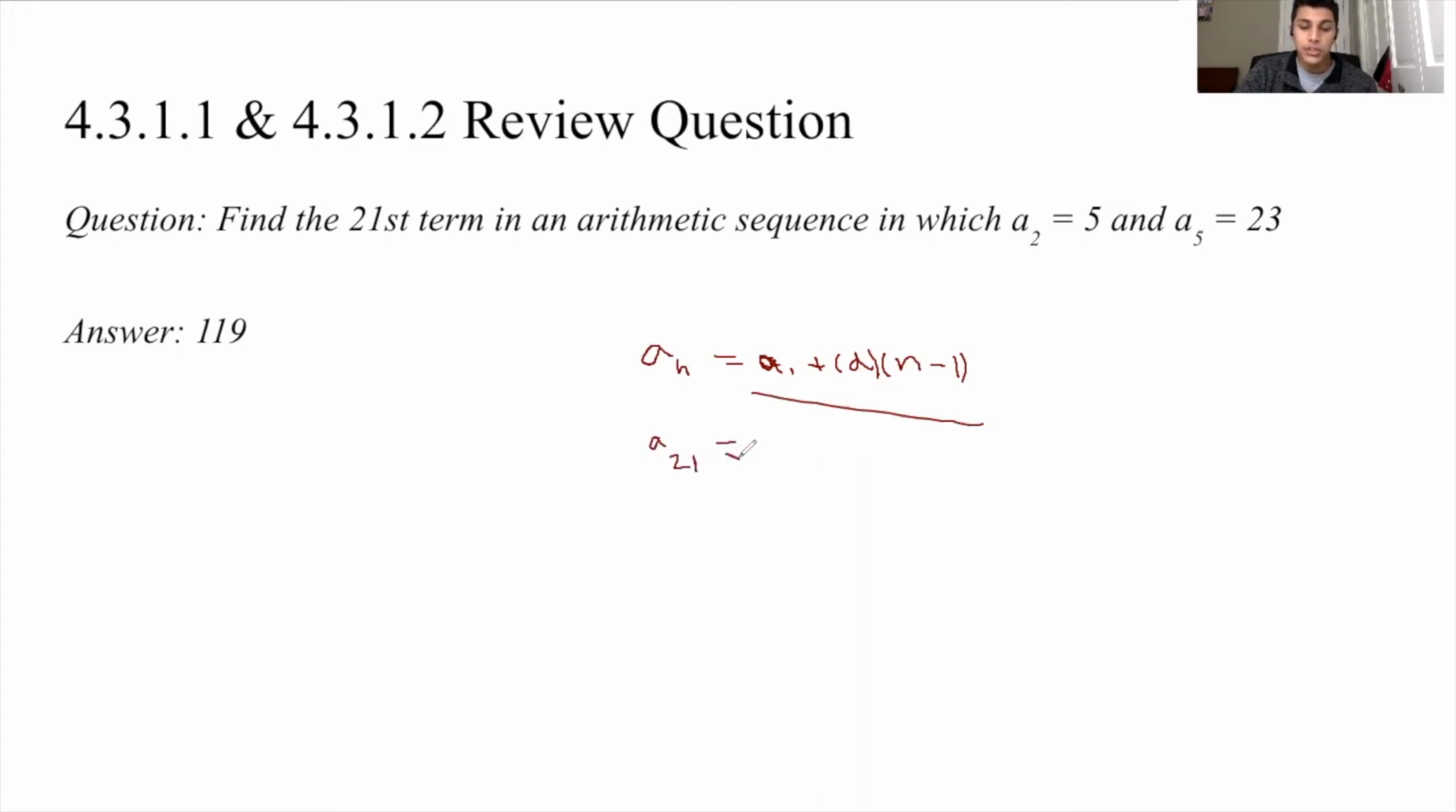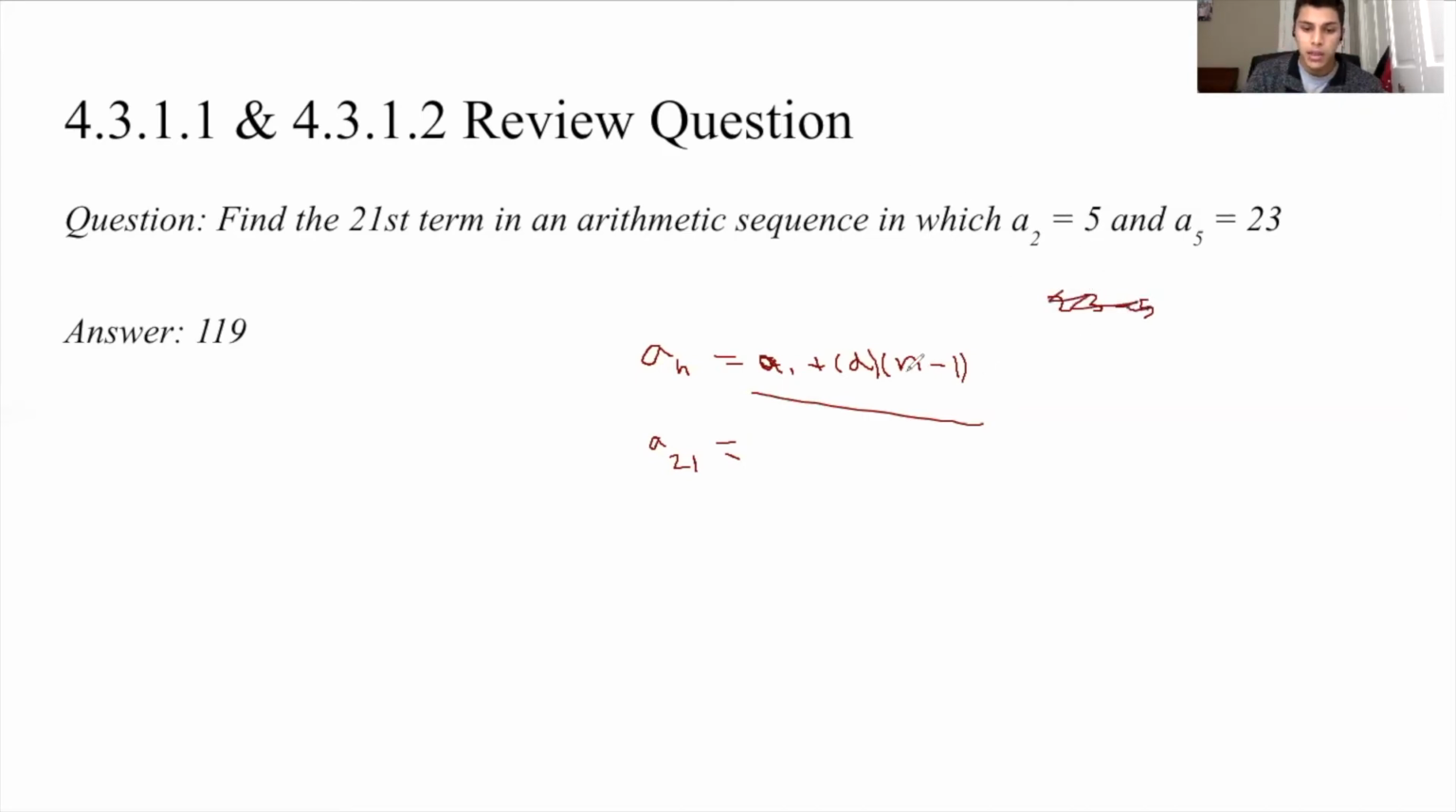So that's equal to the first term. If you look at the question, it doesn't actually give us the value of the first term, so we're going to have to calculate that, and more on that later. And then plus d. It doesn't give us the difference between terms, and you can't actually do 23 minus 5, because then you're subtracting the second term from the fifth term, and you need to find the difference between consecutive terms. So we don't know d either.